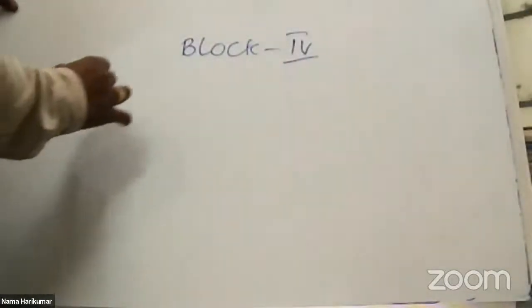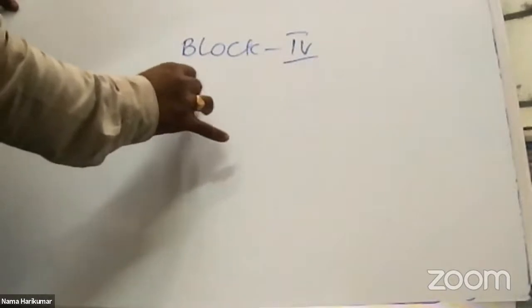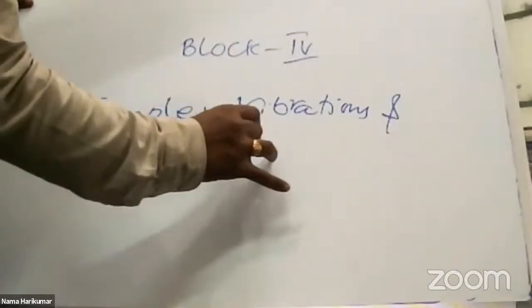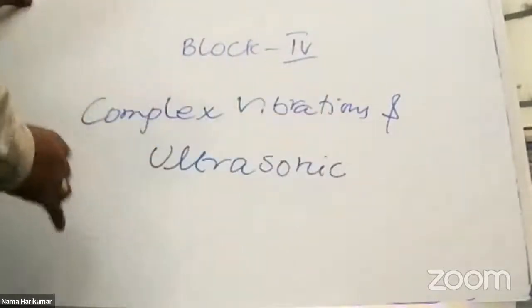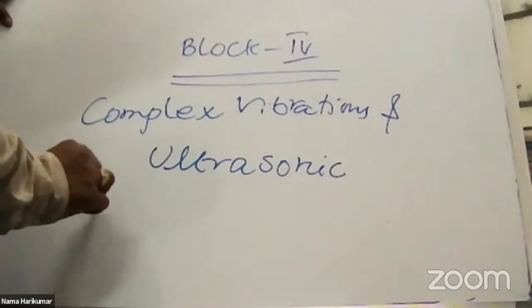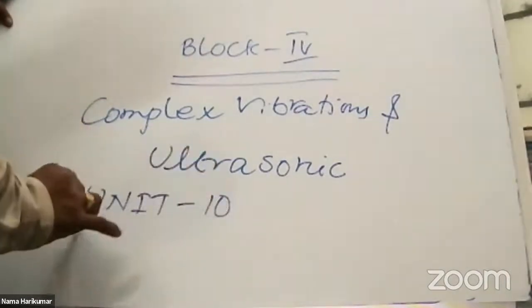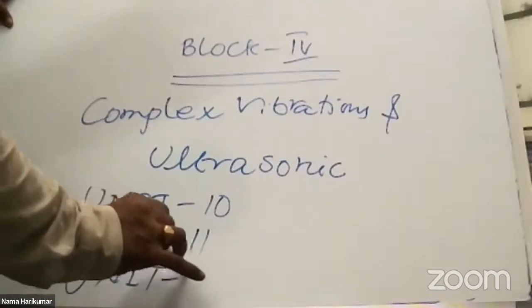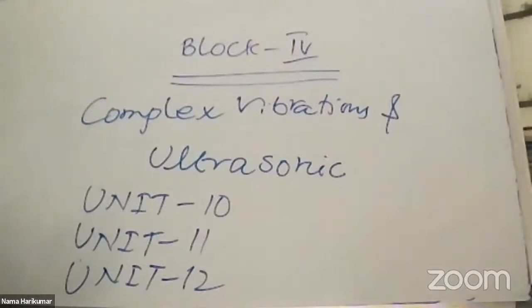This block is named Complex Vibrations and Ultrasonics. This fourth block is divided into three units: unit 10, unit 11, and unit 12.